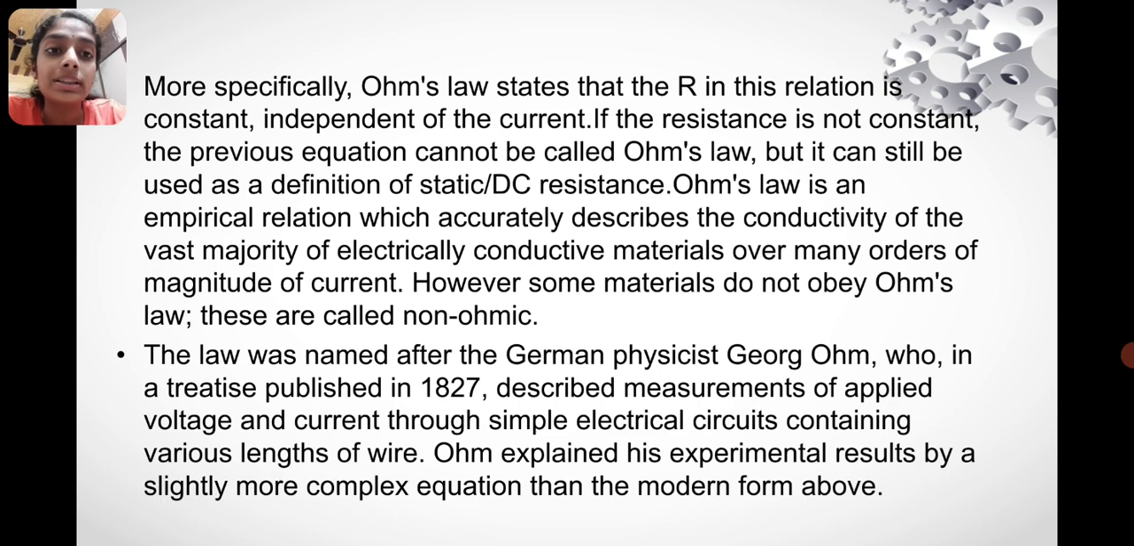The law was named after the German physicist George Ohm, who in a treatise published in 1827 described measurements of applied voltage and current through simple electrical circuits containing various lengths of wire. Ohm explained his experimental results by a slightly more complex equation than the modern form above.